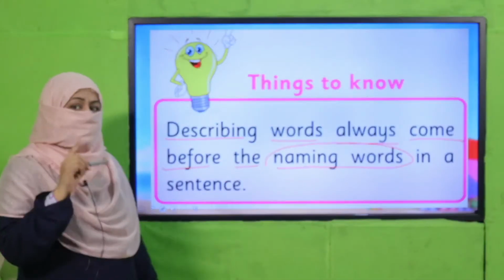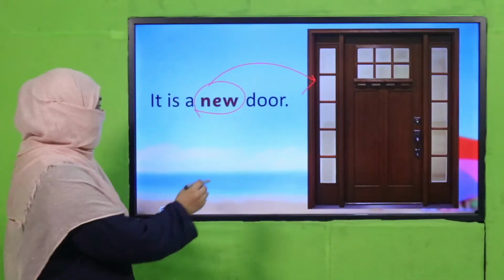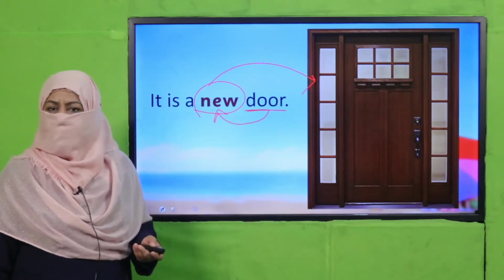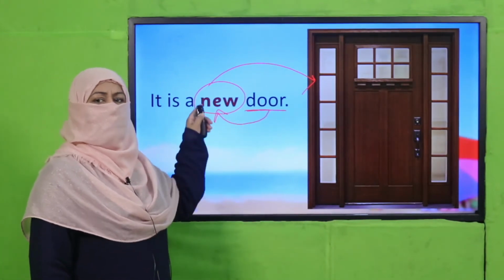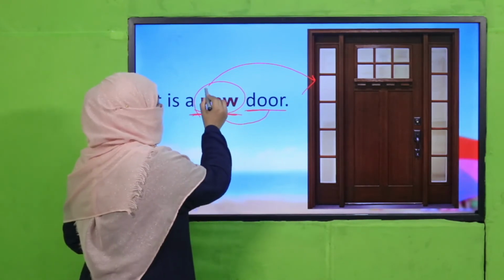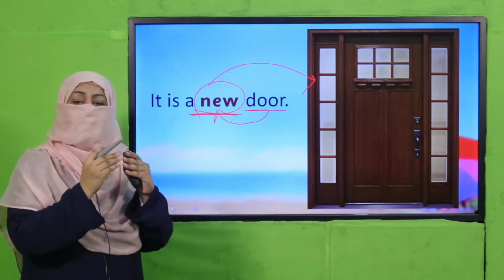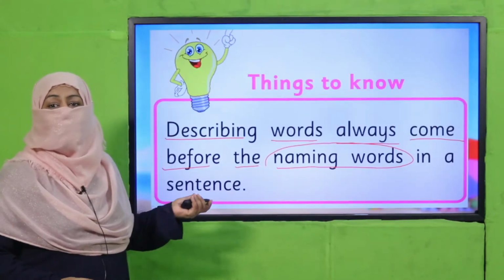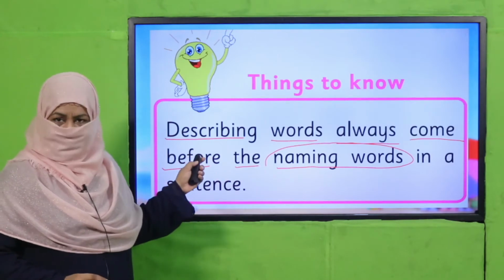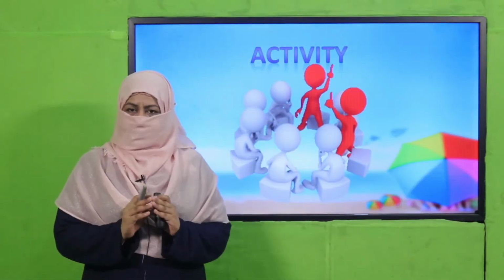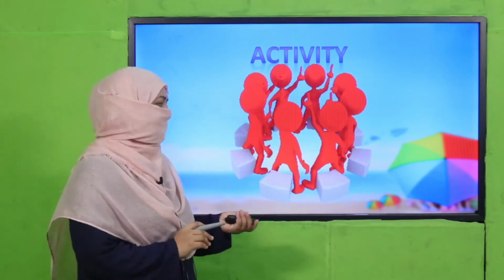So, describing words always come before the naming word. Okay? So, I ask you, where do we place it? As you see, it's a naming word, and a describing word always comes before the naming word. Okay? So, when we are writing or speaking, before the naming word, we place that describing word. This is how we arrange it in a sentence. All right? Okay. So is the concept clear? Let's practice it through an activity.